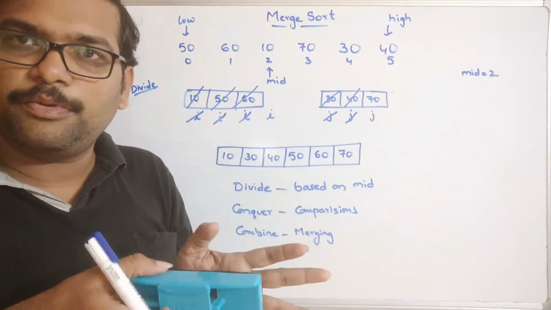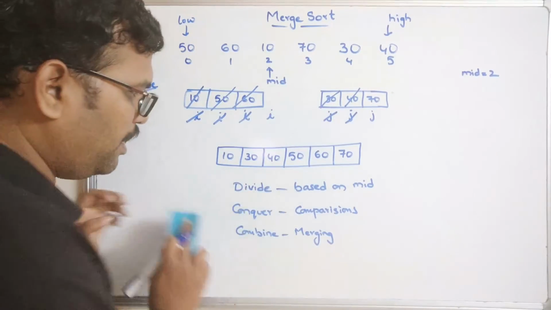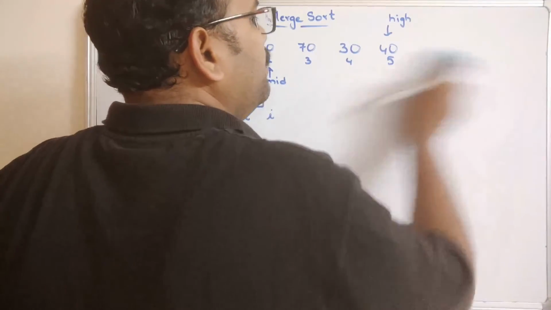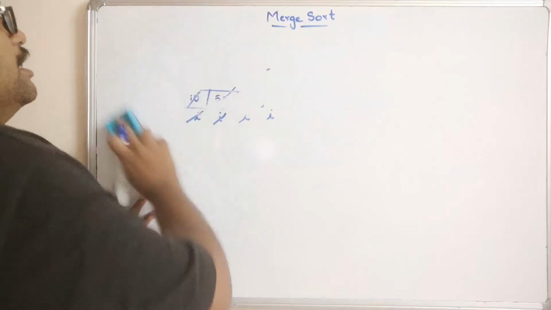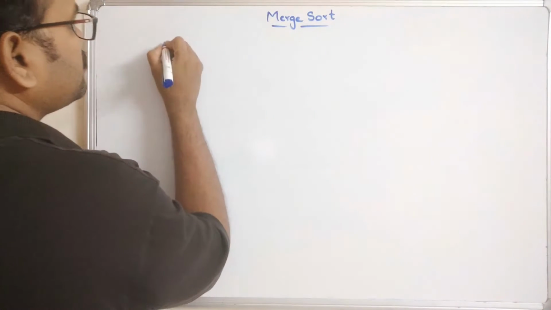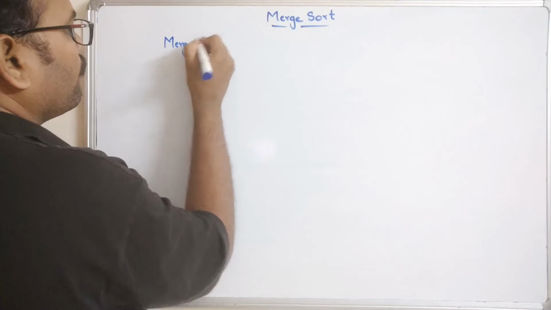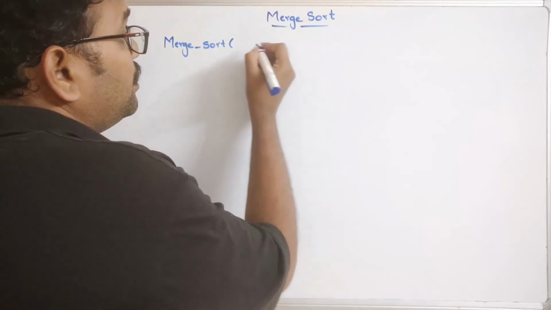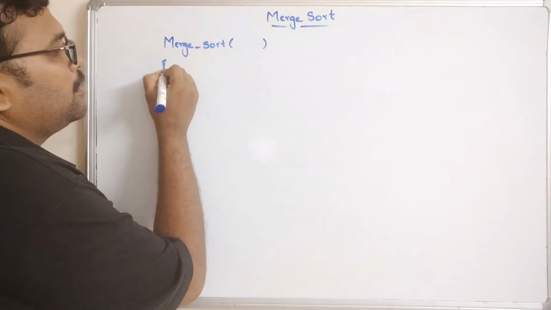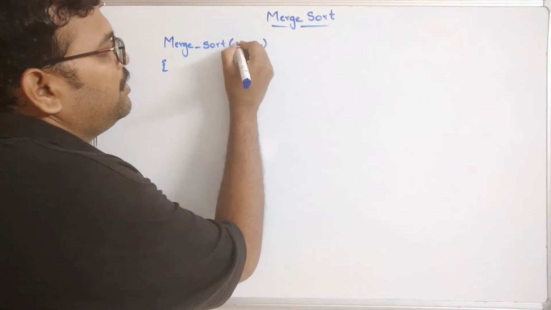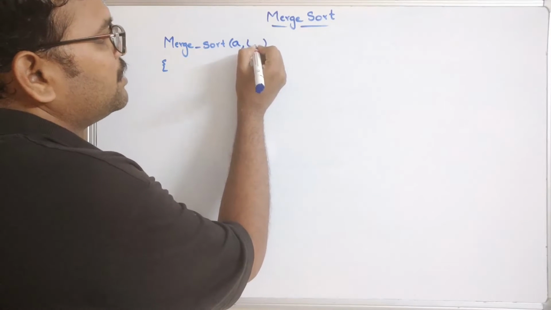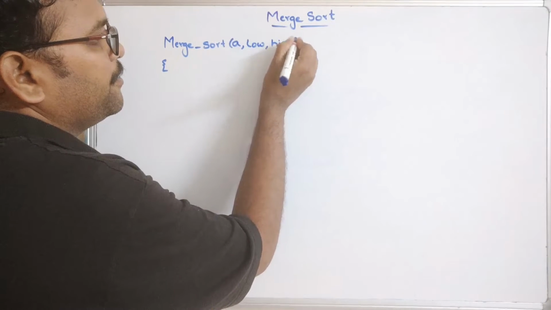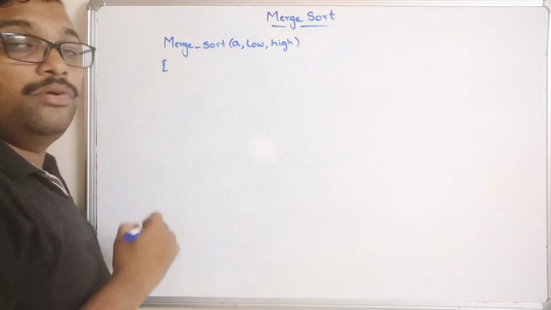So based upon this explanation we will write the algorithm, right? So what do we have to do? We have to divide the complete elements into 2 different halves. So let us write merge sort. Here we can write one parameter as array, another one is low, and another one is high.